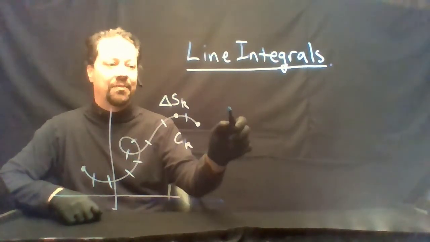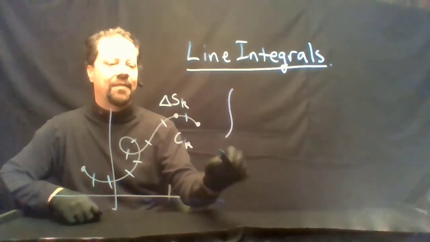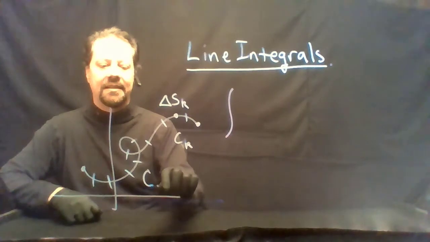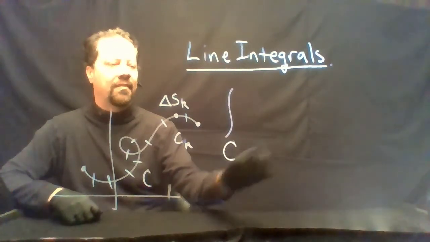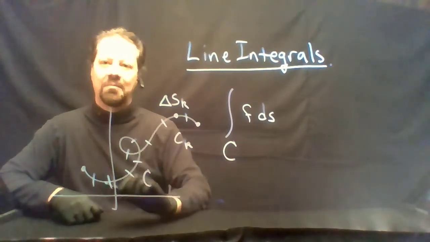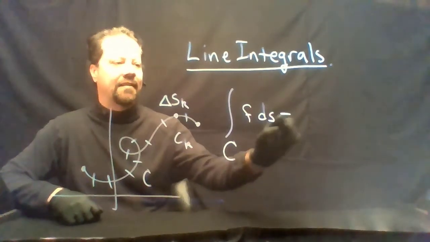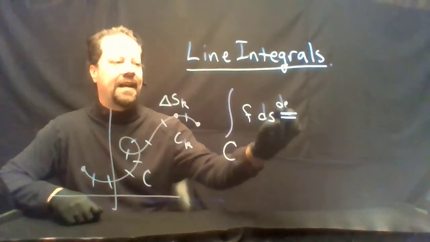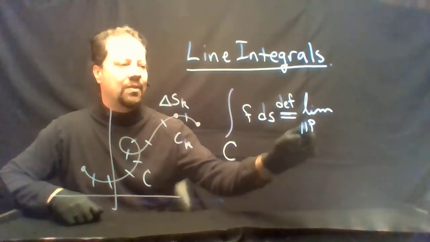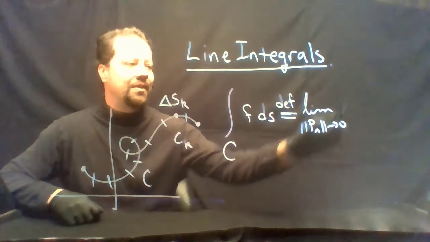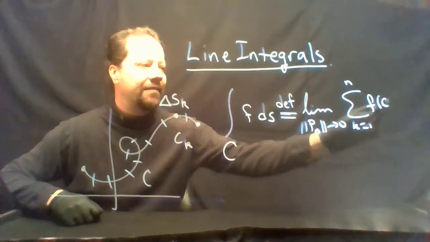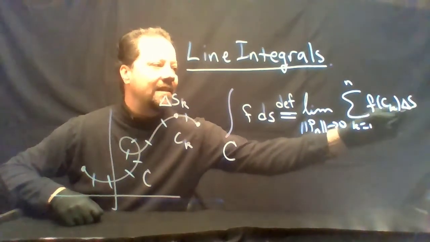And here's what we'll do. We'll talk about the integral on the curve. Let's suppose the curve is denoted by c, of some function multiplied by an element of arc length. This will be defined by the limit as the norm of the nth partition goes to 0 of the sum, as k goes from 1 to n, of f of ck times delta sk.